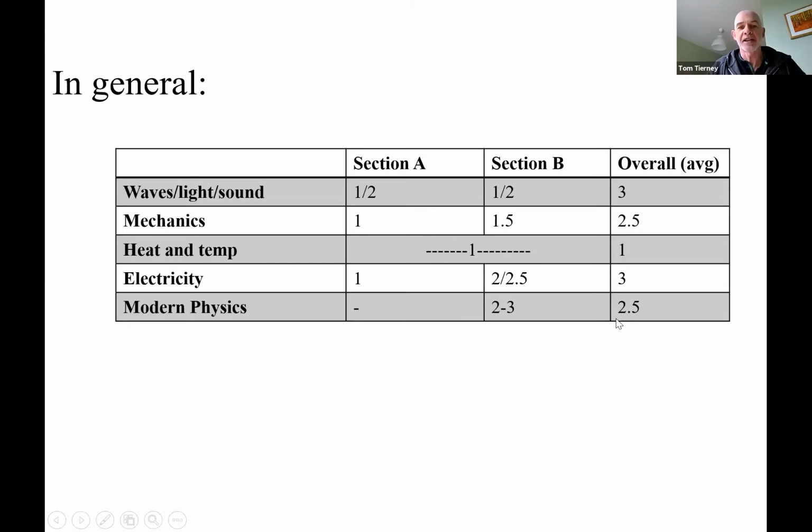So the waves, light and sound, electricity tend to be the biggest sections. They're only slightly bigger than the mechanics and the modern physics. The heat and temperature is usually the least. Usually, I'd imagine 1 full question this year. Sometimes it's as little as half a question. Usually it's a full question. I'd say it'll be a full question at least this year.